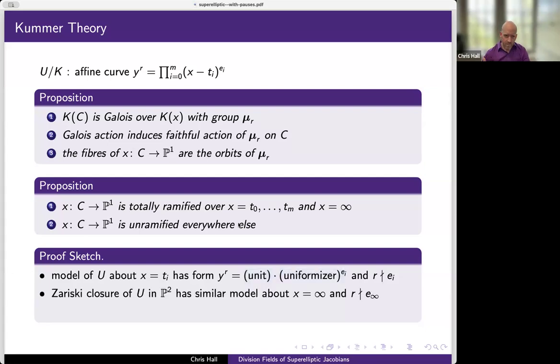And if you look at the projective closure of U in P^2, and you look at a model around x equals infinity, then you get a similar kind of equation, unit times uniformizer to the e_infinity instead of e_i. And that's also coprime to r. And that, I remind you, is the hypothesis I slipped in on the first page, this hypothesis of coprimality. Now, these two lines encompass all the ramification. If you look at any other value of x, so basically x not equal to some t_i, and you plug it into the right-hand side, you get a unit out.